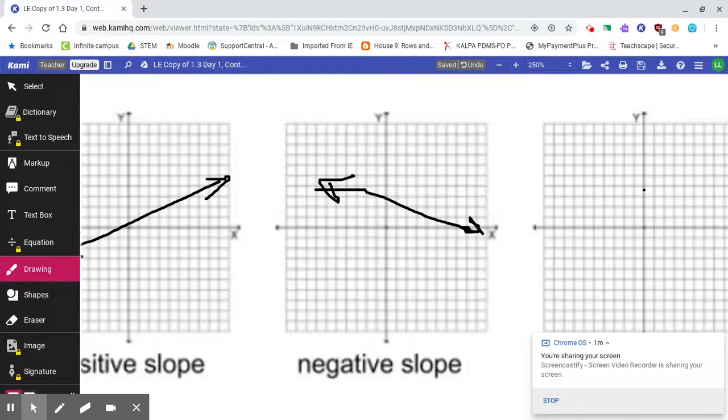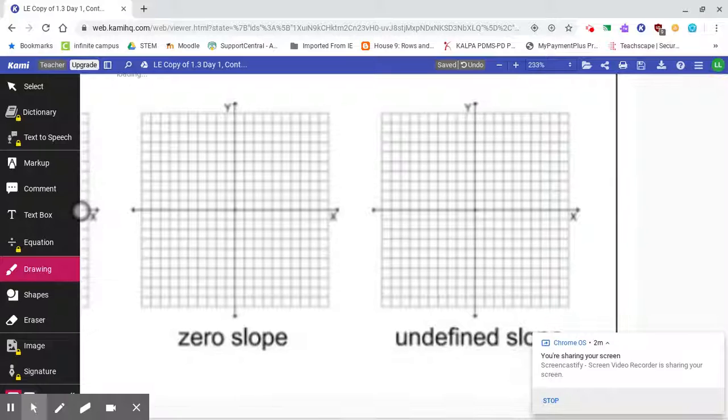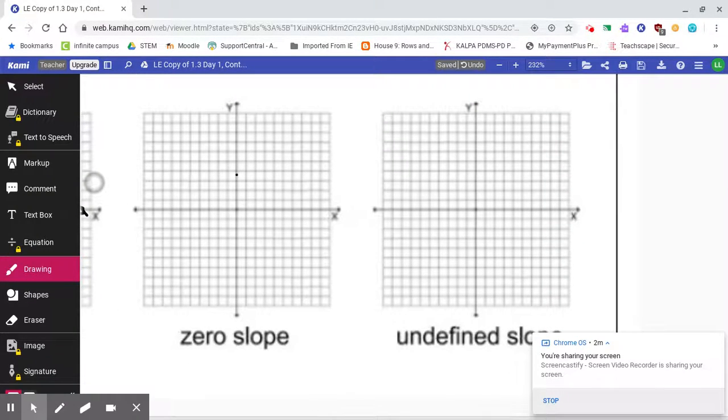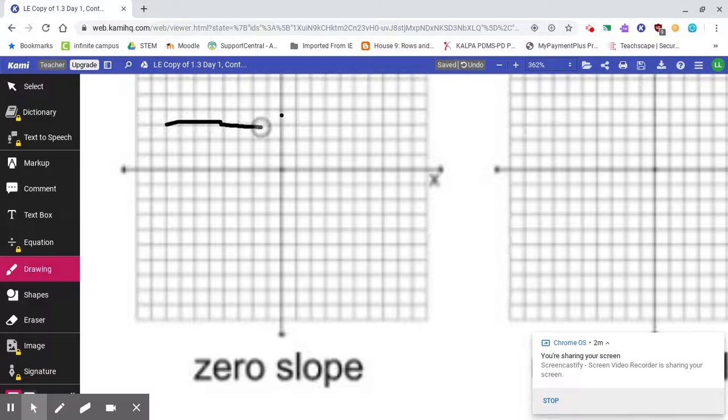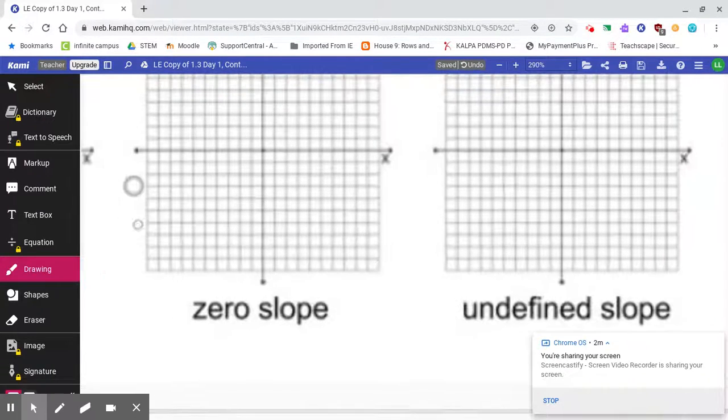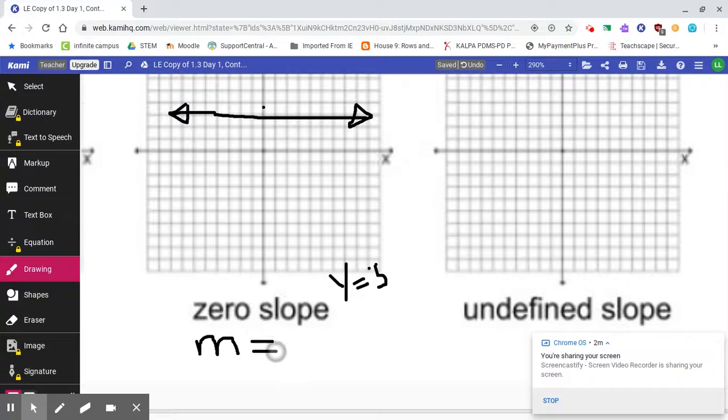Let's do a quick sketch of what a zero slope and undefined slope look like. A zero slope is a flat horizontal line. So let's make a flat horizontal line straight across, arrows on both ends. I'll give you the equation for that one. It looks like it goes up 3 spaces. This is actually the line y equals 3. And please do me a favor, on the bottom of that zero slope, write m equals 0. That's supposed to be a 3 right there.